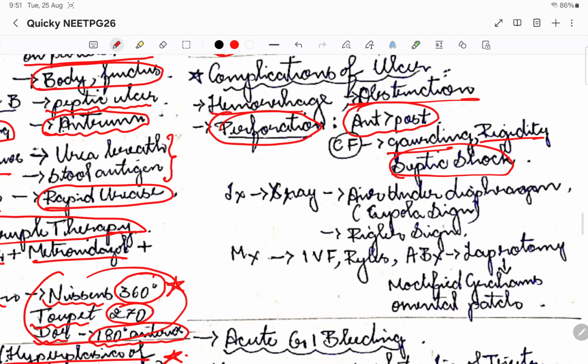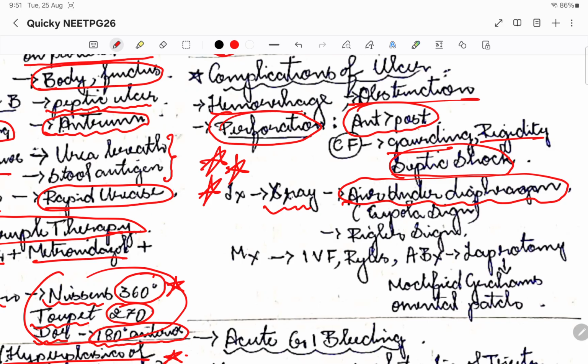The investigation is basically X-ray. There will be air under the diaphragm. Please see air under the diaphragm. It is an image-based question, a previous year question, and they have asked it many times. If you see air under the diaphragm, there is a perforation happening within the intestine.